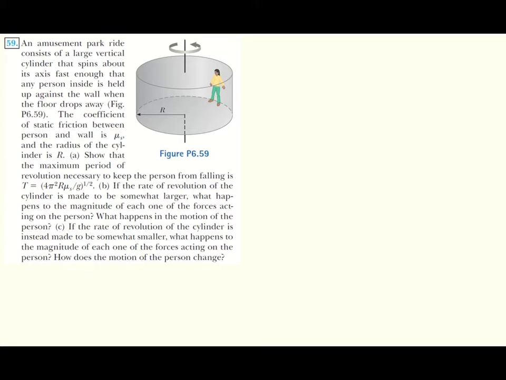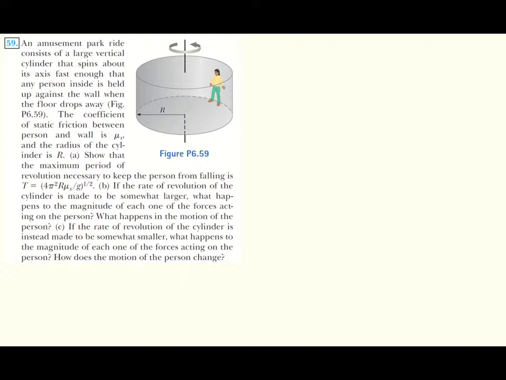All right. This is problem 6.59 from the other textbook. It's the ride, and you've probably seen it. I don't know, they don't have it at Great America anymore, but they have it at other fairs. The Gravitron 5000, sometimes you see it called. It spins around and you get pinned against the wall.